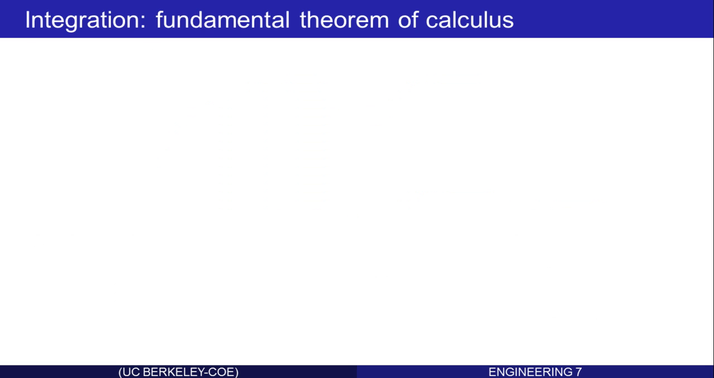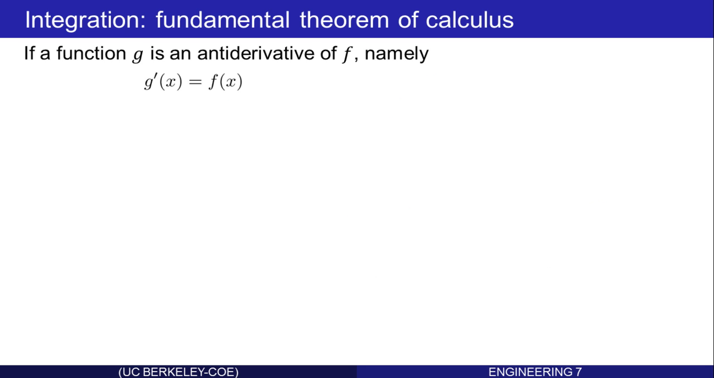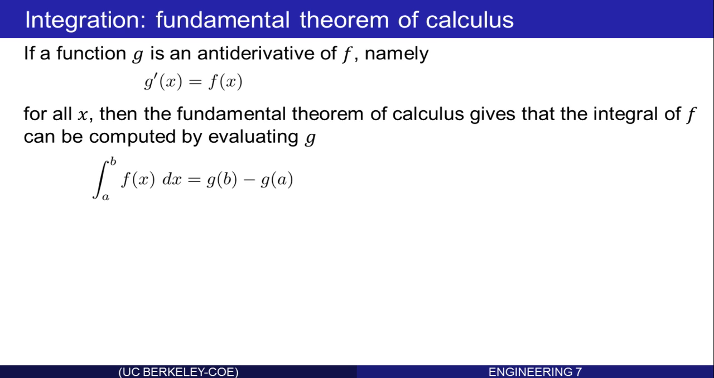One of the main things we learn in calculus is something that relates the integral and the derivative. If a function g is an antiderivative of f, in other words, its derivative, g prime, equals f at all x, then the fundamental theorem of calculus tells us that the integral of f can be computed by evaluating g at the limits of integration. The integral from a to b of f is g of b minus g of a.